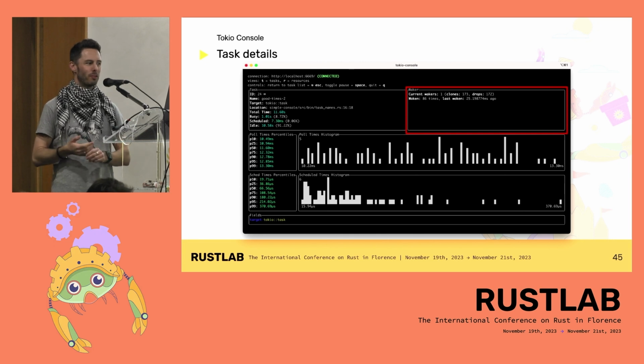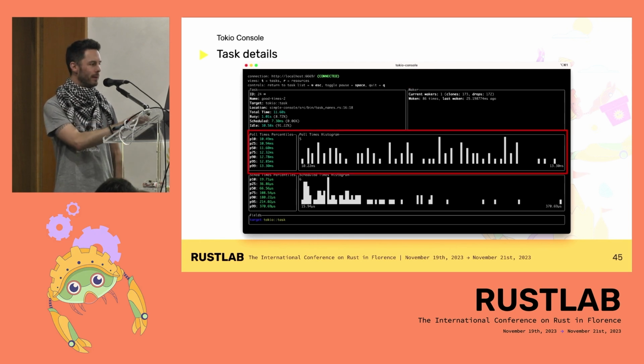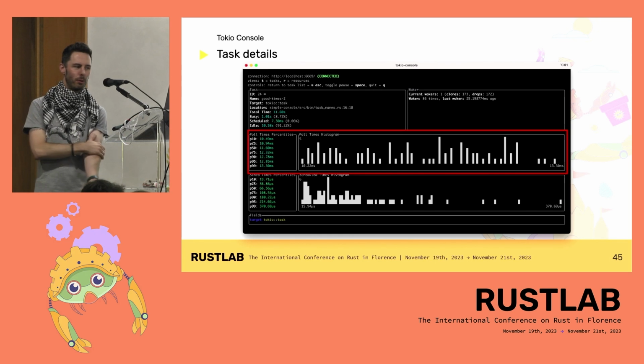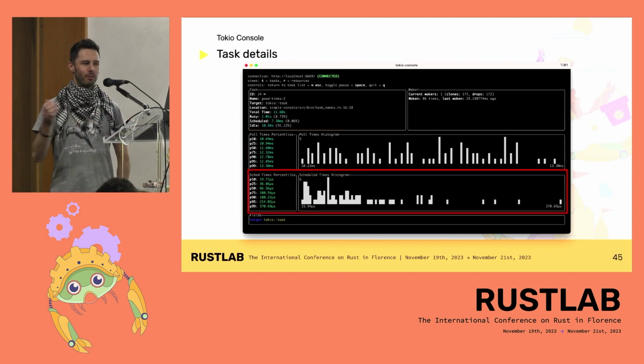The number of times that the wakers have been cloned and dropped, and the number of times that the task has been woken and when it was last woken. And you don't see it here, but if a task gets self-woken, that will be listed separately as well. Down here, we have a histogram for the poll times. So this is timings for how long the task took to be polled across its lifetime. And then the same for the scheduled time.